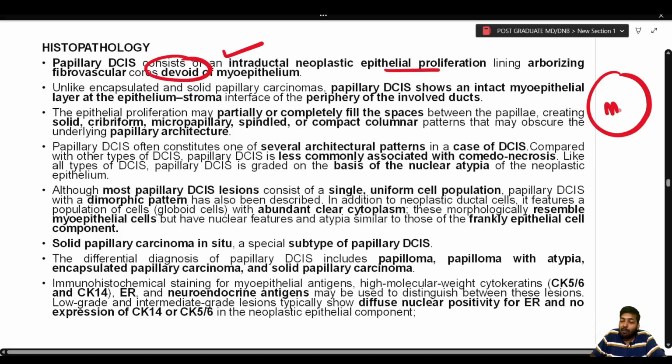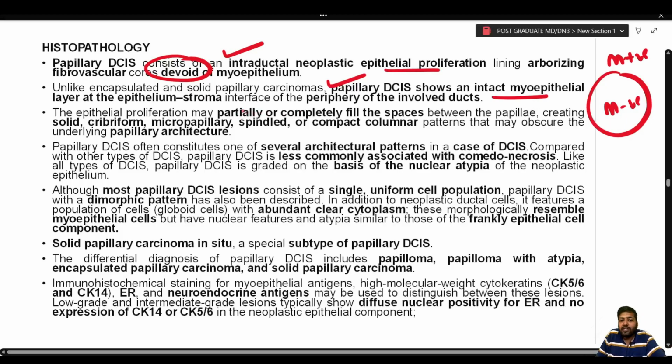So inside, the myoepithelial cells are absent completely. Very important. But on the outer aspect, remember the papillary DCIS, they are showing an intact myoepithelial layer at the epithelial stroma interface of the periphery of the involved duct.